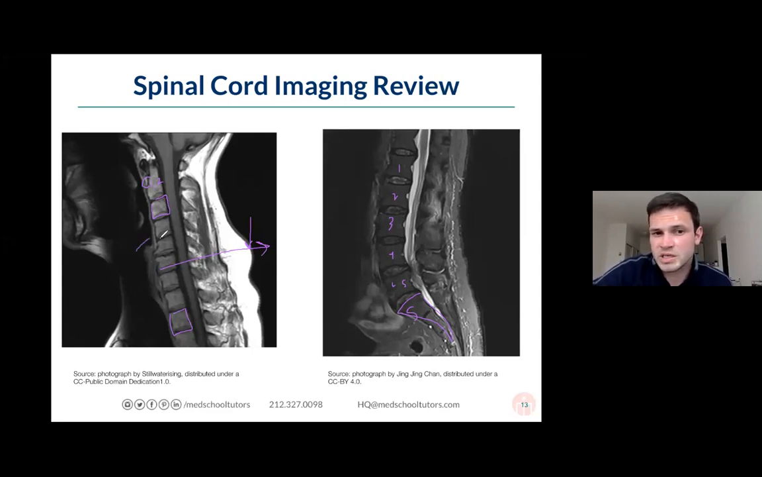This is actually a T1 image of the neck. I'm going to erase what I've currently drawn on the left, because you can see that this structure that I'm going to outline is the cord itself. And then you can see this black space around it. That's the CSF within the dural sac. And then if you look over here, the cord is dark.